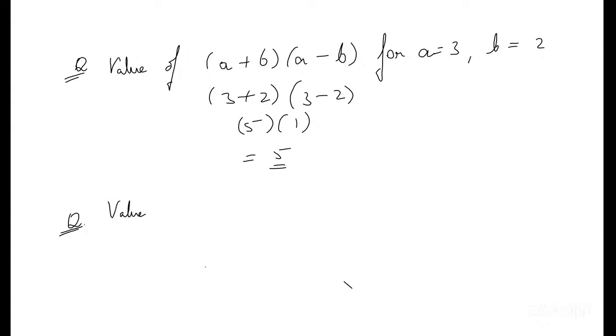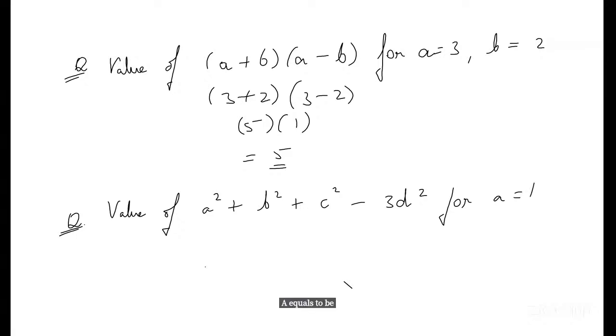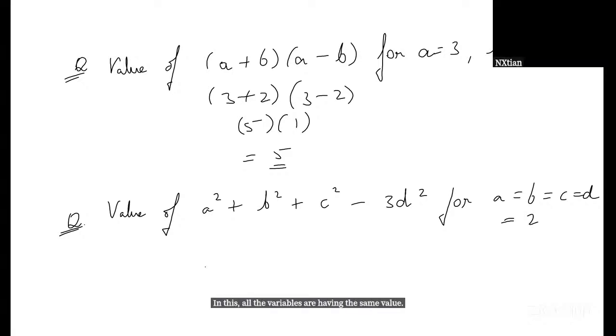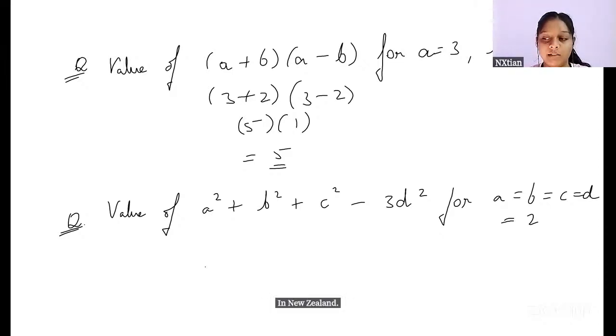Value of a square plus b square plus c square minus 3b square, for a equals b equals c equals d, which is equal to 2. In this, all the variables are having the same value, a, b, c, and d. Solve it and tell me what you are getting.